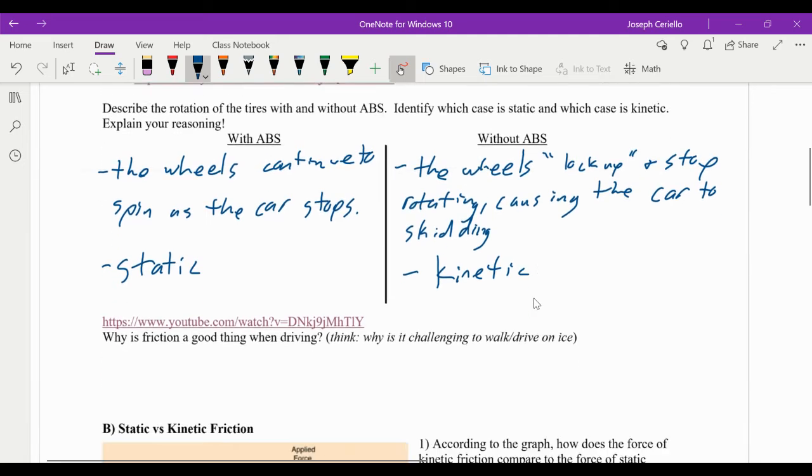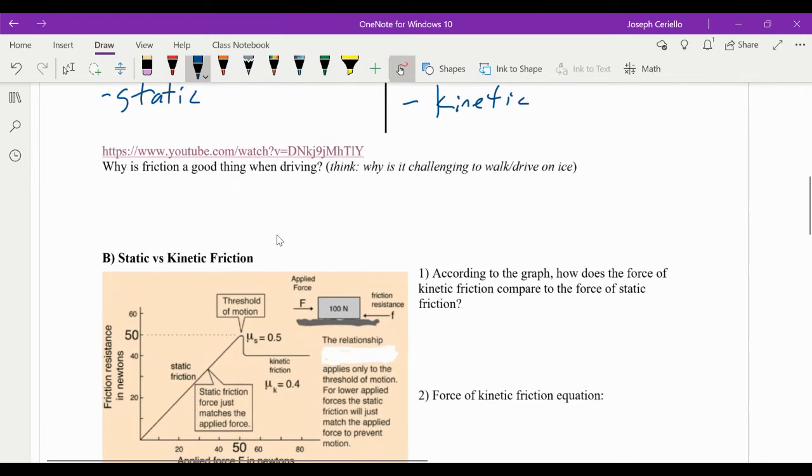Okay, it's sliding. Why is friction a good thing while driving? Think about why it is challenging to walk or drive on ice. Friction is needed for a few things. You need friction to slow down and speed up and to turn. Think about if you're driving on ice and you try to turn, it won't let you turn because there's no friction between your wheels and the road.